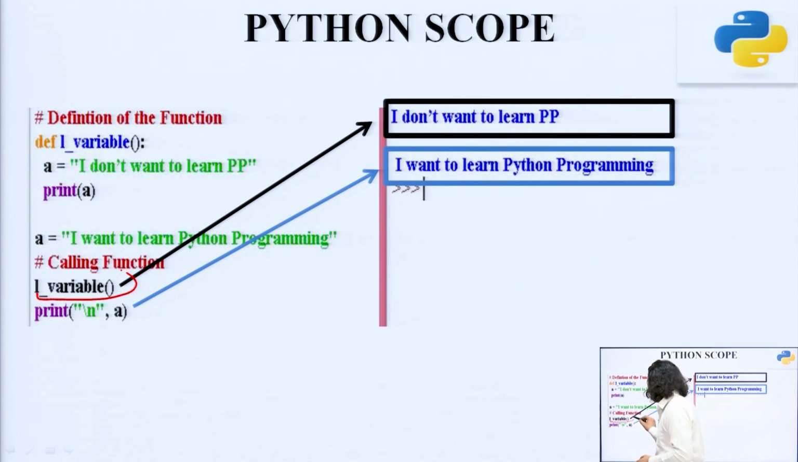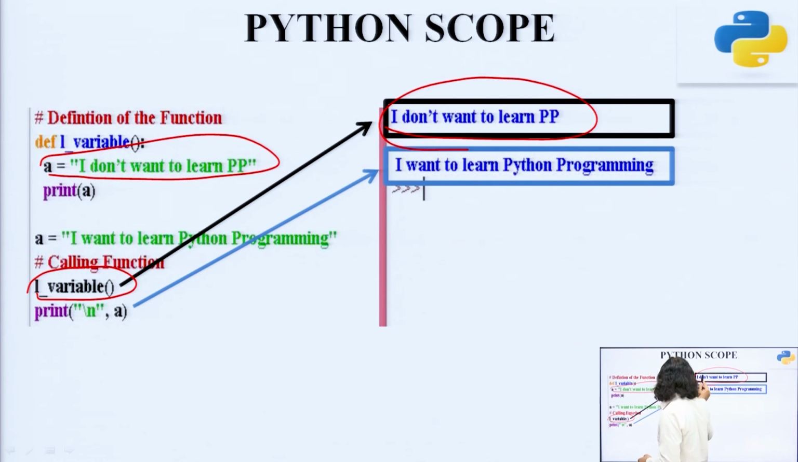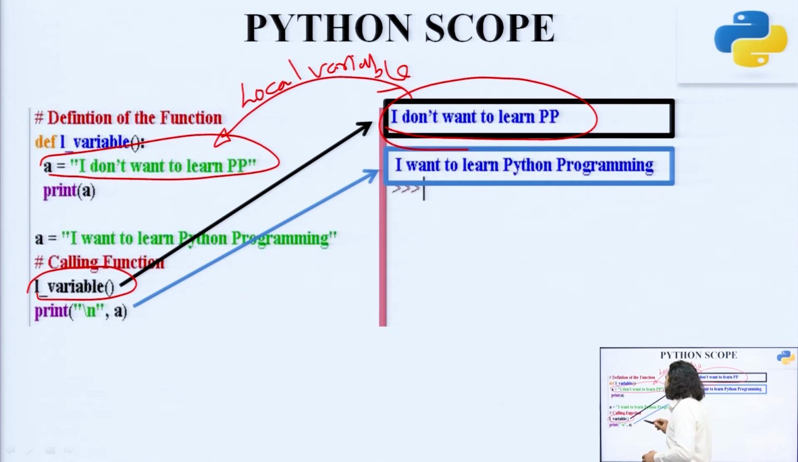When we are calling the function, the output is "I do not want to learn Python programming," and this variable is defined inside the function itself. That means right now we are using a local variable, and because of this, at the end of execution of this whole program, this local variable is totally deleted from your memory, because this is one of the unique properties of the function.